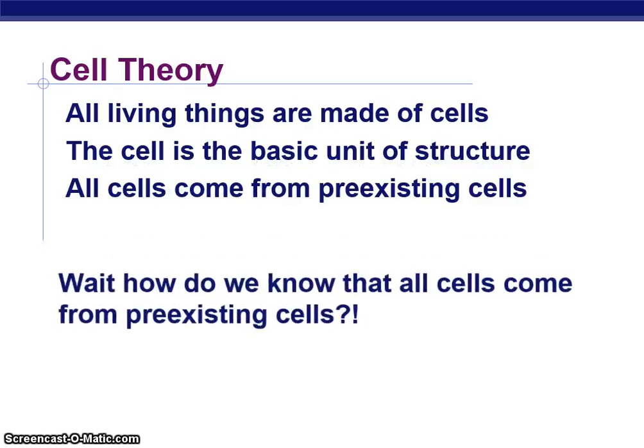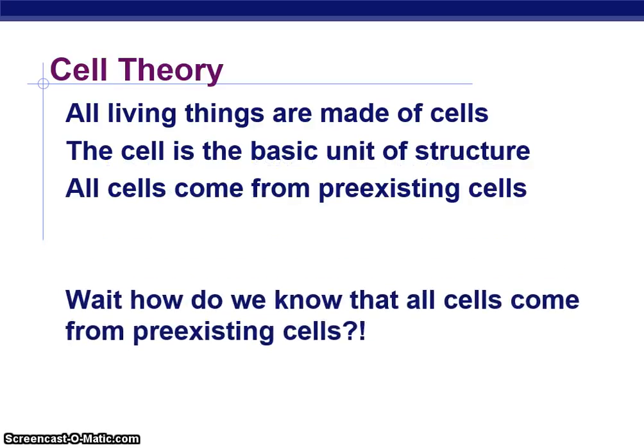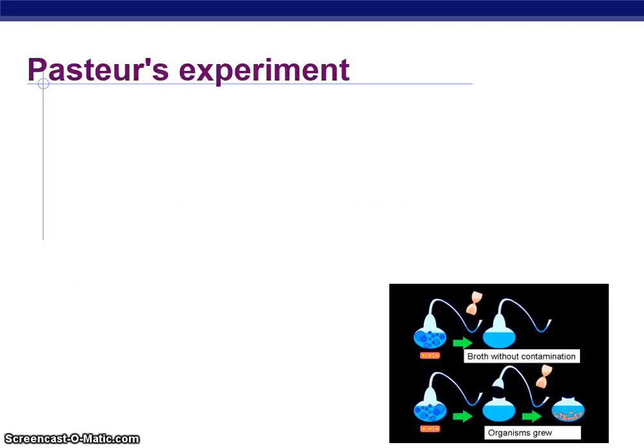Now, we do have to ask, how do we know that all cells come from pre-existing cells? For a long time, people believed that cells came from nowhere. They spontaneously generated. And they had observations that supported those ideas. Along comes Pasteur, Louis Pasteur, and he decides to do an experiment to test this idea of spontaneous generation, that cells spontaneously arise.